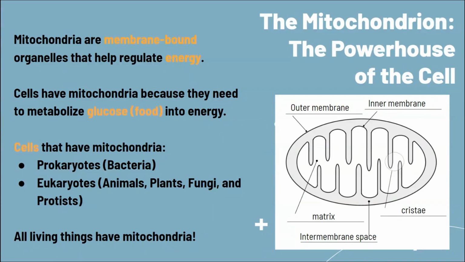Now let's look at our image. Make sure that you've identified each thing. Remember, mitochondria is a membrane-bound organelle. And so you have your outer membrane and your inner membrane, two different barriers. Inside the inner membrane, you have the matrix, and it's made up of these folds that we call the cristae. And the open space between the membranes is called the intermembrane space.